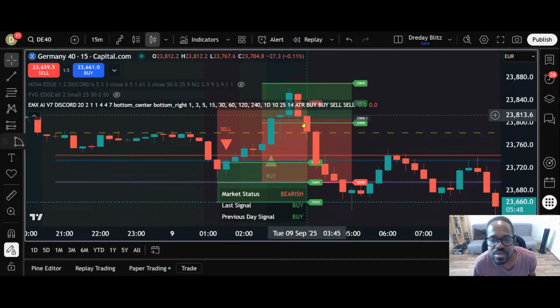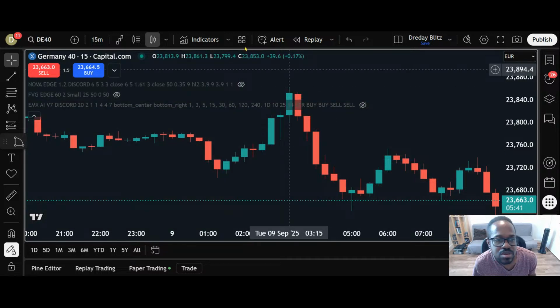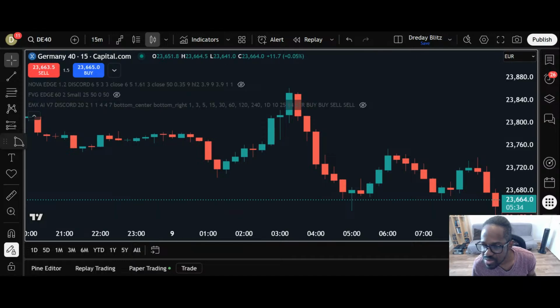All right. So that's pretty much the run around here in regards to the setup and what I'm using most of the day. I do have other indicators here, but those are the ones that I'm going to be using each and every live session.